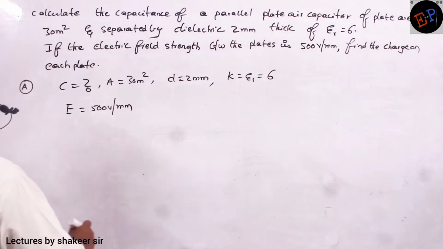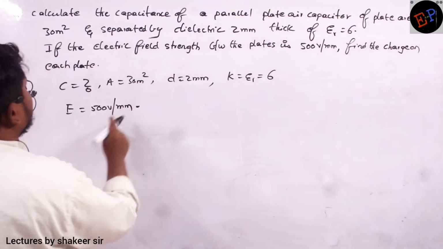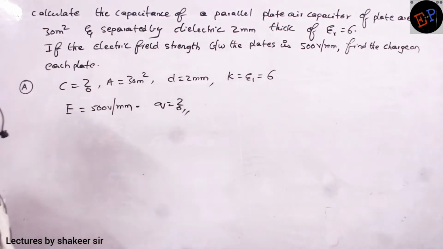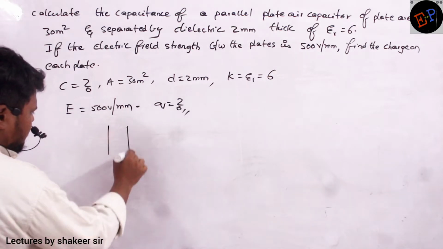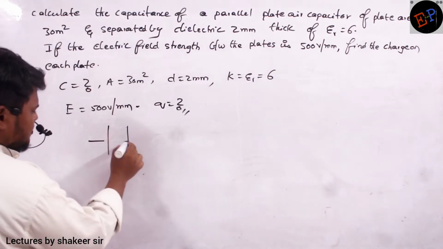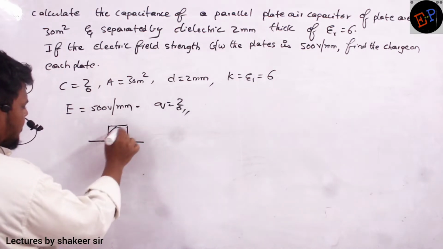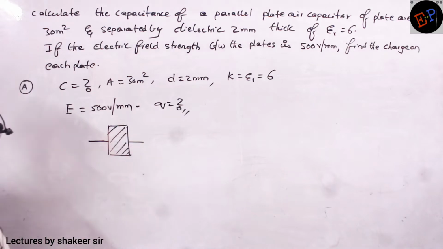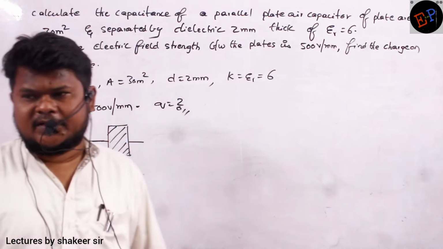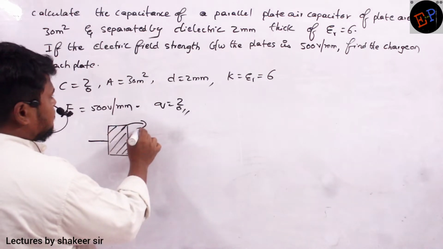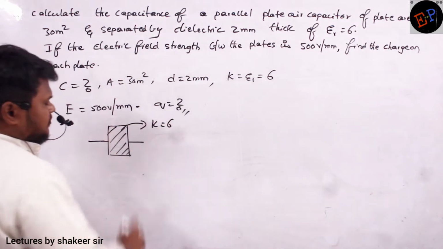And we also have to find the charge on each plate. So charge on each plate also we are supposed to calculate. This is the given question, no? It means these are the plates of the capacitor, and the gap between the plates is completely filled by a dielectric. Dielectric means another medium we are placing. And what is the K value of this medium? K value of this medium is 6.